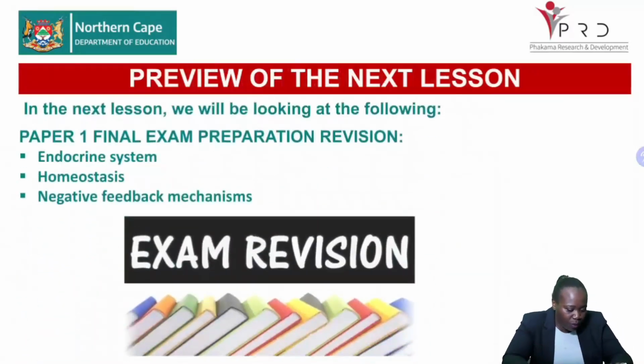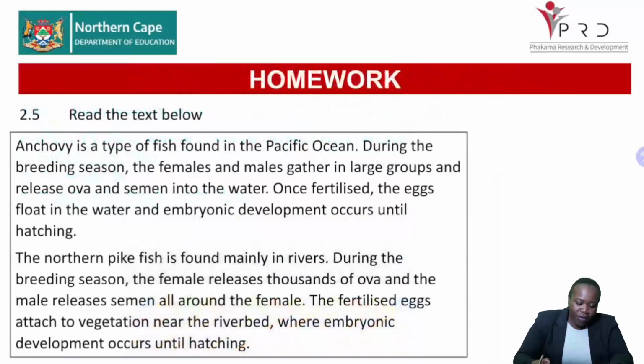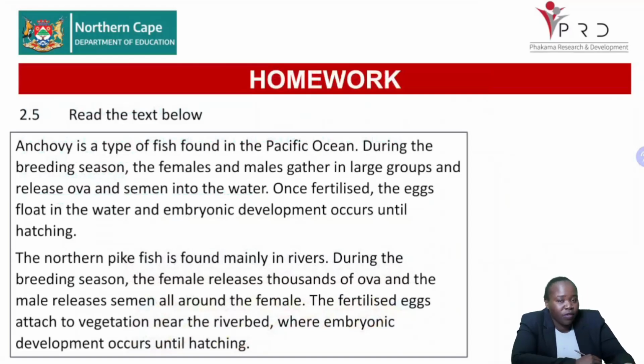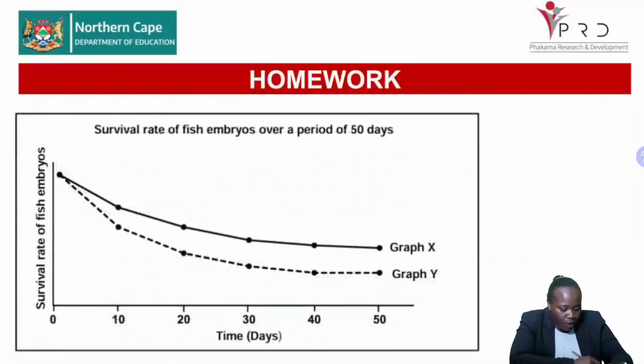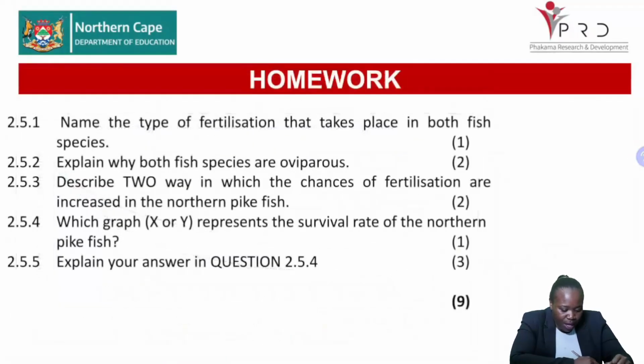Now, in our next lesson, we will look again at the final exam preparation, whereby we will look at the endocrine system, homeostasis, negative feedback mechanisms. For your homework, you have an extract again, whereby we are talking about the anchovy, which is a fish as well, meaning that here we are talking about reproductive strategies. We have a graph provided there and we have the questions. So you are going to do this on your own so that you can be able to answer the questions during the next lesson.